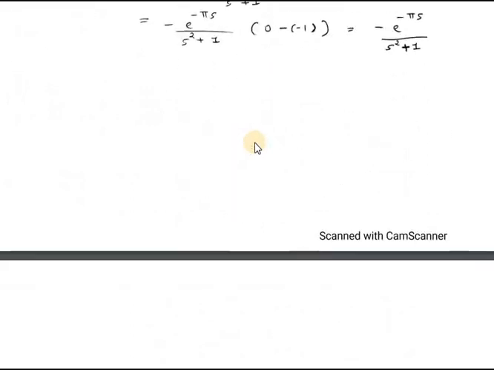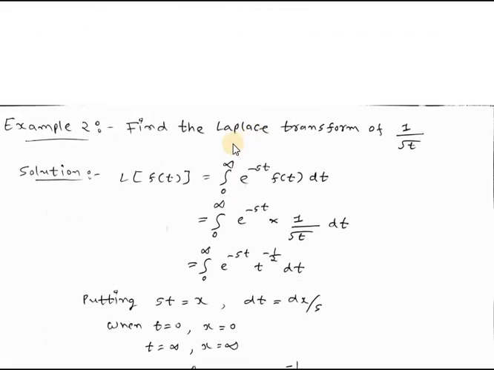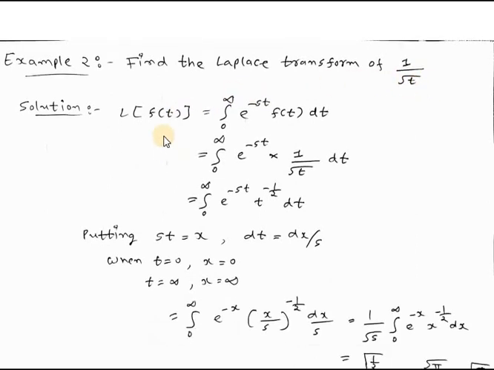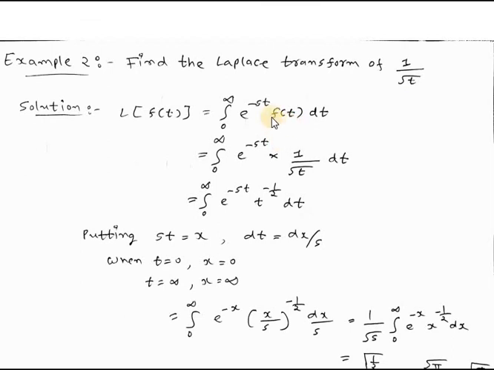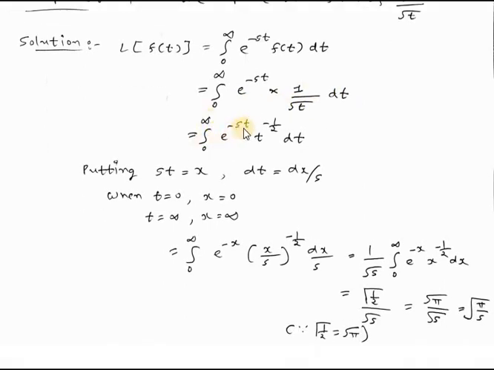Now let us discuss the second example. Find the Laplace transform of 1 divided by root t. So by definition, the Laplace transform of f of t is given by integration 0 to infinity e raised to minus st f of t dt. So here we have to find the Laplace transform of this function. So we will replace f of t by 1 divided by root t. So integration 0 to infinity e raised to minus st t raised to minus 1 by 2 dt, because 1 by root t can be written as t raised to minus 1 by 2.